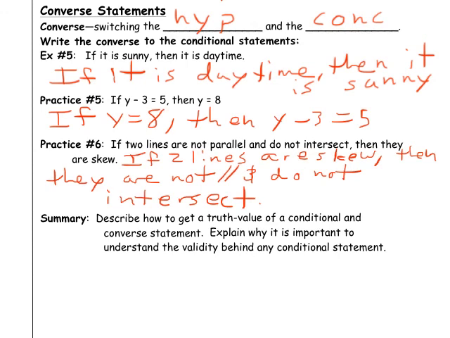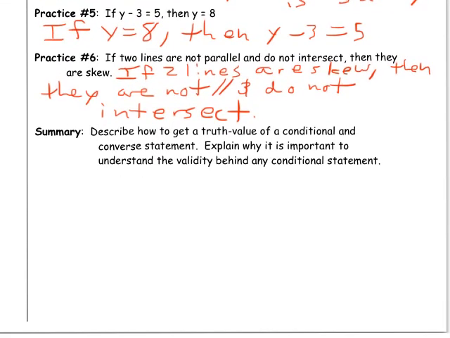Okay, what I'd like for you guys to do in closing is just write a summary. Here's what I want you to write. Describe how to get a truth value of a conditional and converse statement. So figure out how you can evaluate whether an if-then statement is true or not, and whether its converse is true or not. Explain why it's important to understand the validity behind any conditional statements. Try and see if you can figure out why you think that's important. I'll let you guys do that on your own, and see you guys next video.